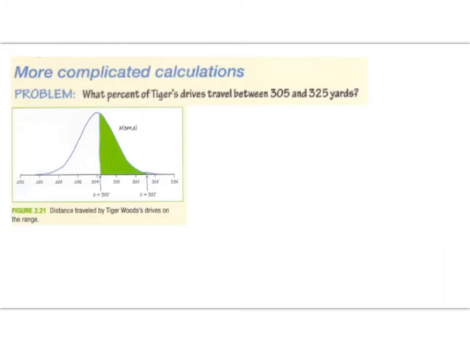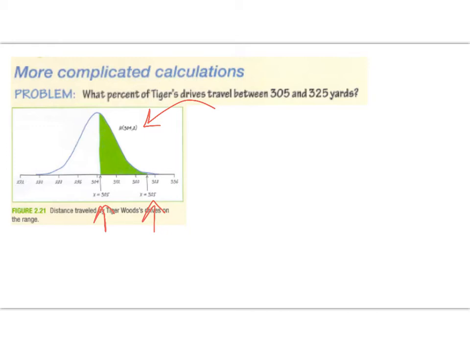Okay, so let's look at this one. This one wants to know what percent of Tiger's drives travel between 305 and 325 yards. So like always, the first step would be to state the distribution and the values of interest. So we've drawn the curve here, labeled the curve, marked off the area that we're looking for, and we marked those values, 305 and 325. So we went ahead and marked those values out so we knew exactly what we were looking for. So in step 2 then, we need to perform the calculations. And remember, you always, always need to show your work.